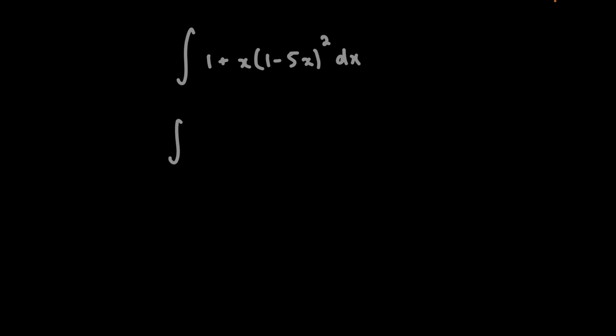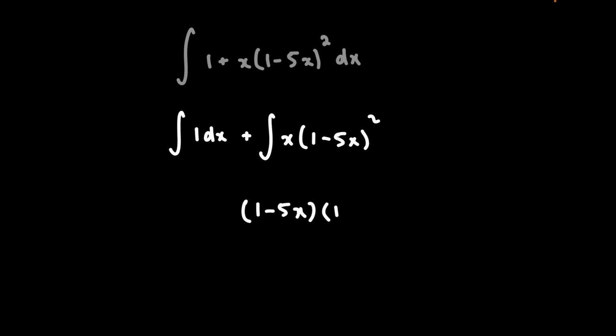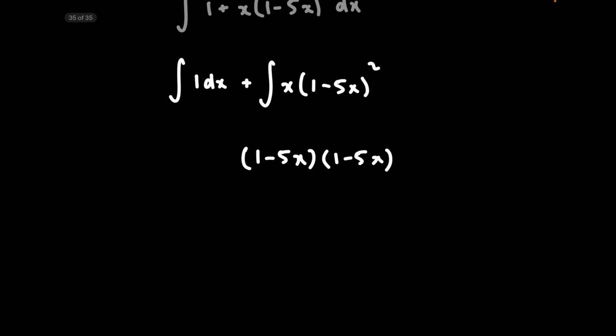All you have to do in this case is manually expand, and it wouldn't take too long to do this, so we might as well attempt it. To integrate this question, it's the same as the integral of 1 dx plus the integral of x times (1 take 5x) squared. And to expand (1 take 5x) squared, it's the same as (1 take 5x)(1 take 5x). This is the same thing as 1 take 10x plus 25x squared.